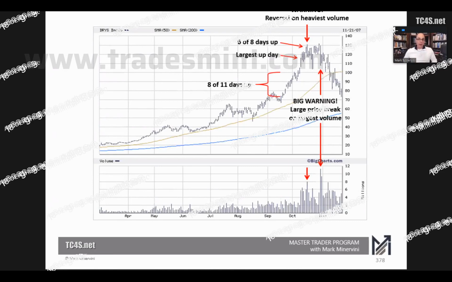Now, if you're in a massive bear market, a secular bear market, then yeah, you might have a lot of stocks that are down 40, 50%.